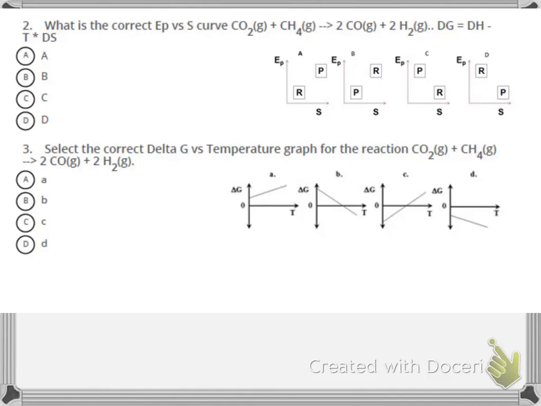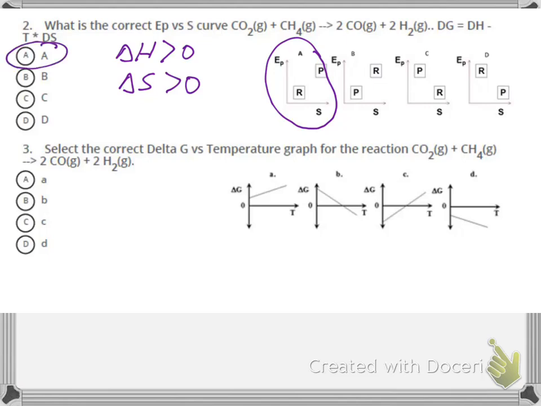Now that we have the signs of delta H and delta S, we can find the right E versus S curve. So we know delta H is greater than 0 and delta S is greater than 0. That means P has to have higher potential energy and higher entropy. That puts it in the top right corner. R would be in the bottom left corner. And in that case, since they have the same sign, they're going to be on the positive diagonal, and we would pick A.